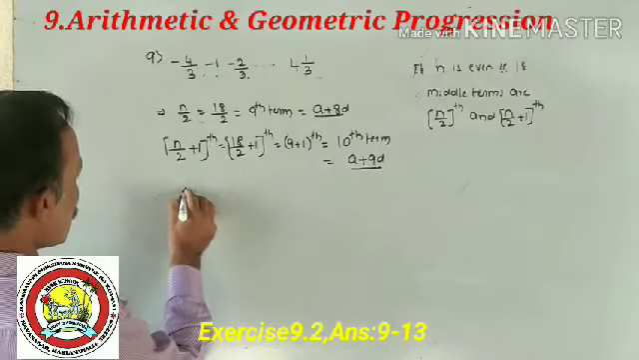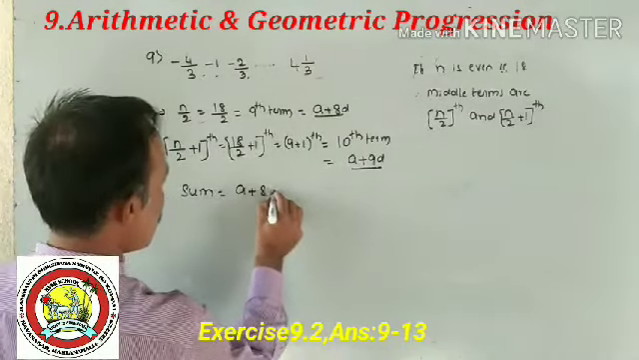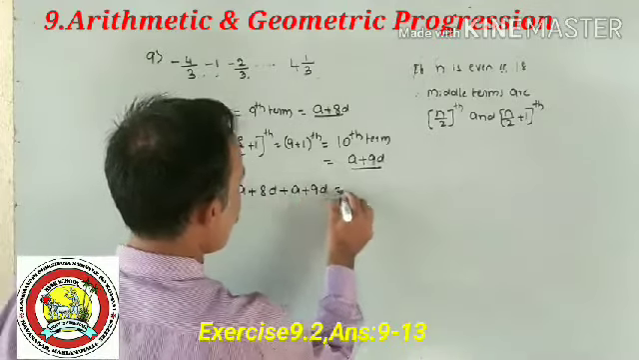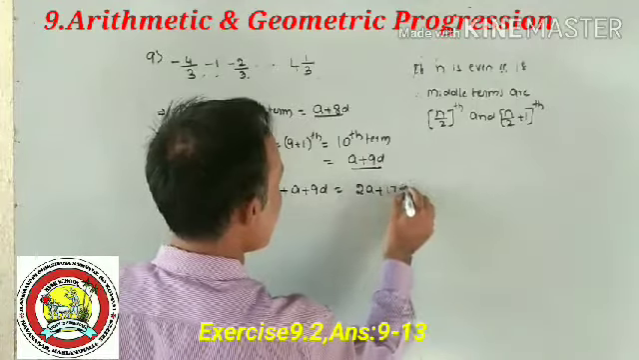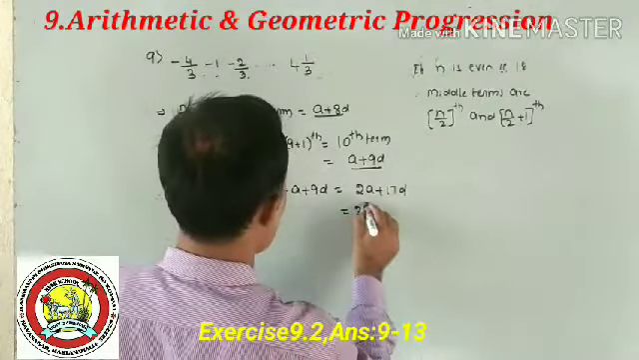Therefore the sum is equal to a plus 8d plus a plus 9d. So this is equal to 2a plus 17d. This is equal to 2 times the a value, minus 4 divided by 3, plus 17 times the d value. Earlier we got the value of d as 1 by 3.